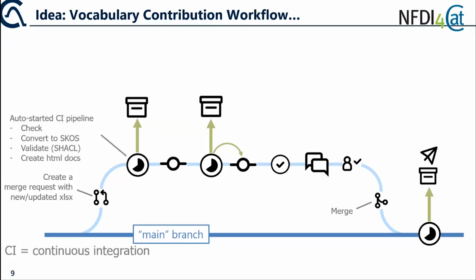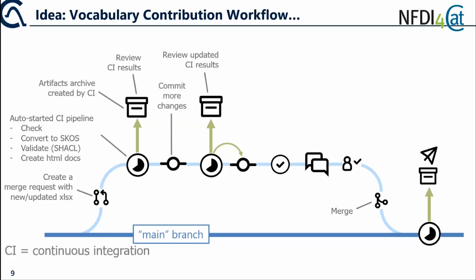Afterwards, from the creation of a pull request, we start a CI pipeline, which checks the Excel file. Is everything correct? If it is correct, it converts it to SKOS, to a turtle file. Then it validates the created turtle file using SHACL, the Shapes Constraint Language. So we use a vocabulary profile as a SHACL shape file. And then we also create documentation, as everything is running well.